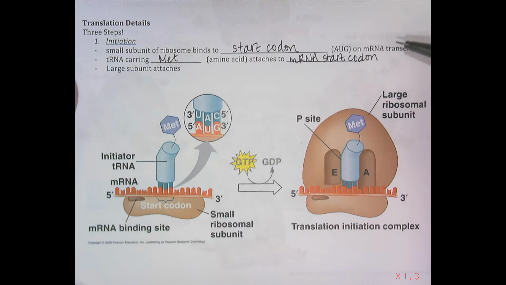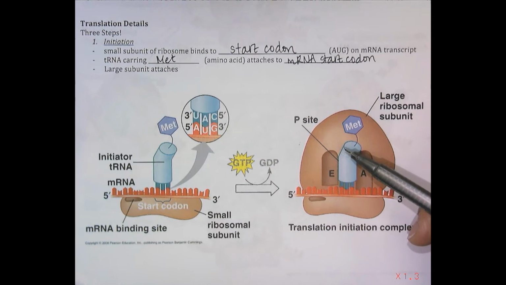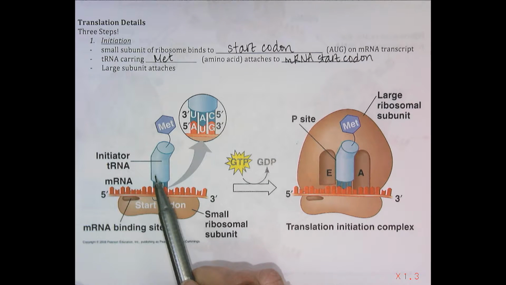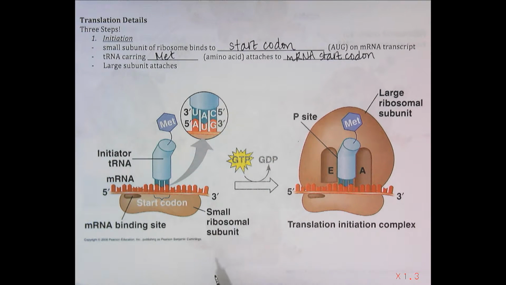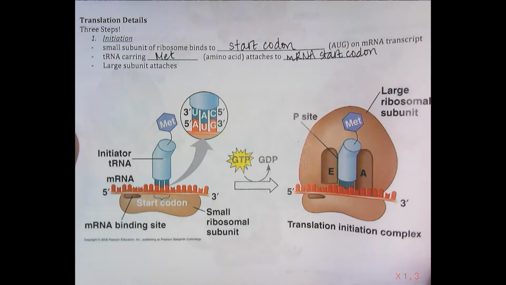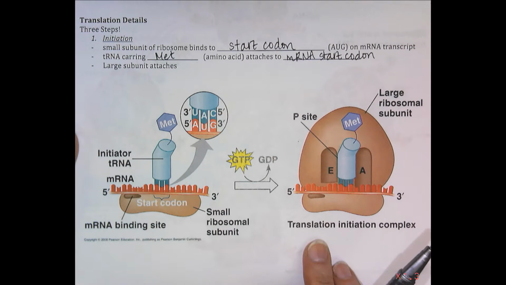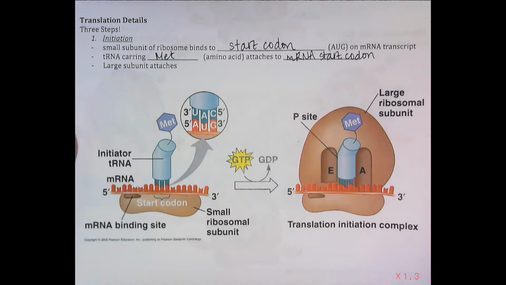Then the large subunit of the ribosome will actually attach here. So this is a before picture, and this is an after picture, and just take note that it does take some energy to get this process started. So that is called the initiation complex, and now we are ready for step 2.